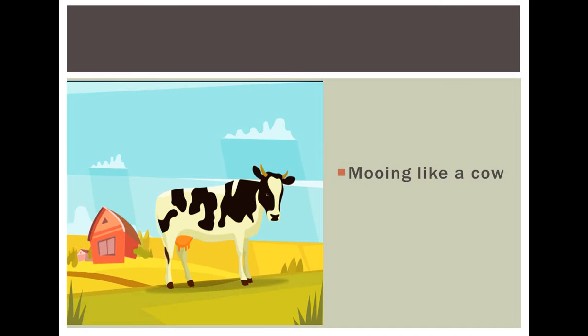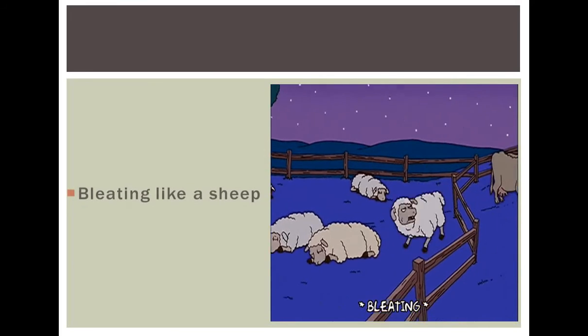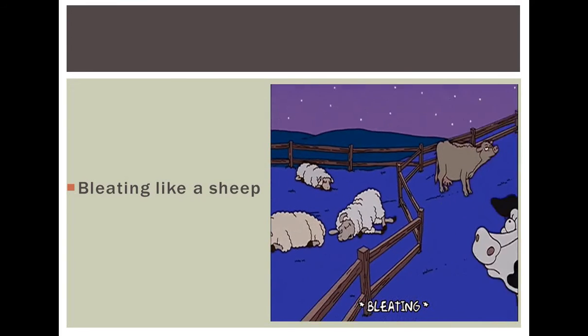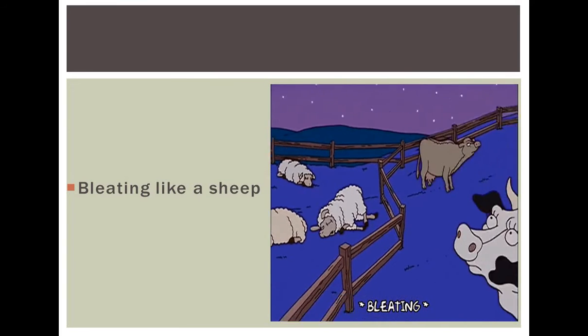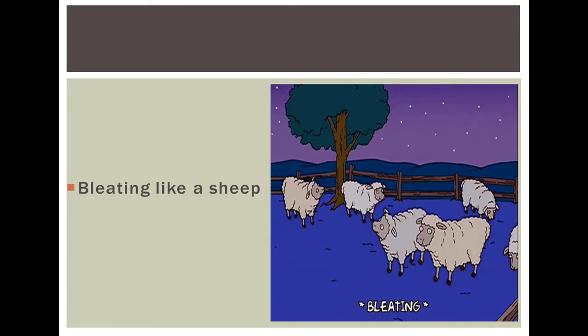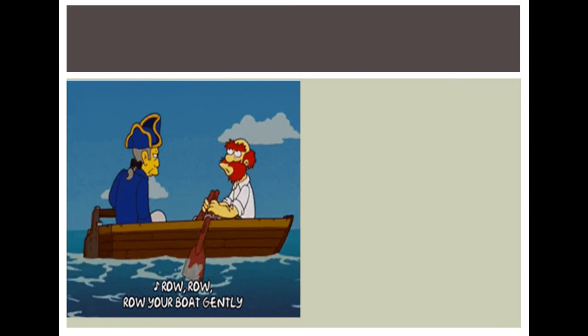We also have mooing like a cow. When a cow is being milked, it moos, which enables the cow to moo. Also, we have bleating like a sheep. The sheep bleats, which gives it a rhythmic activity.